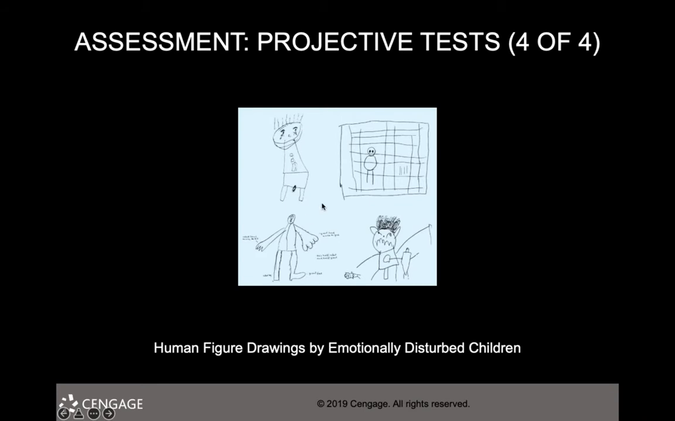This is an example of human figure drawings by emotionally disturbed children. You can see children from refugee camps. They have drawn themselves behind bars. They have drawn themselves within the mother's tummy. The mother is protecting the baby, and crying. They've drawn monsters with very huge arms. And so these are giving you an internal frame of reference, right? That the kid is feeling scared. The kid might be feeling the need for protection, and so on and so forth.